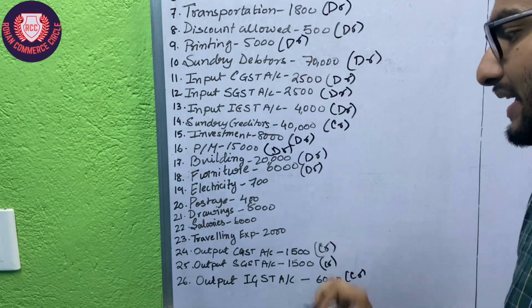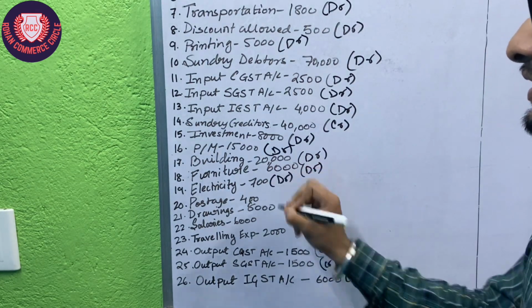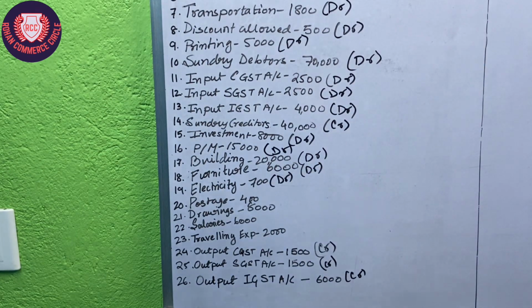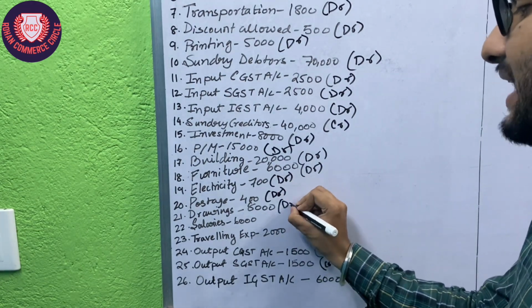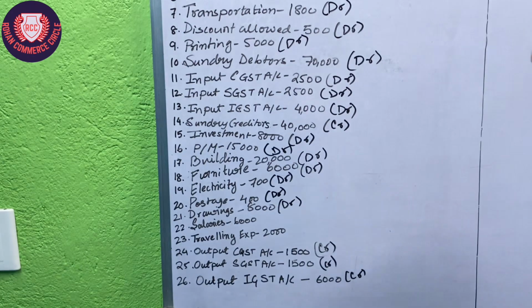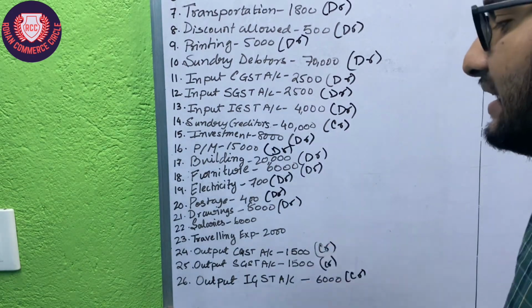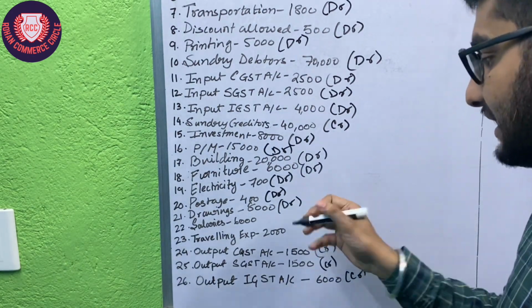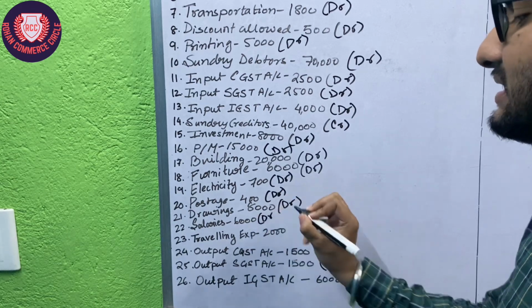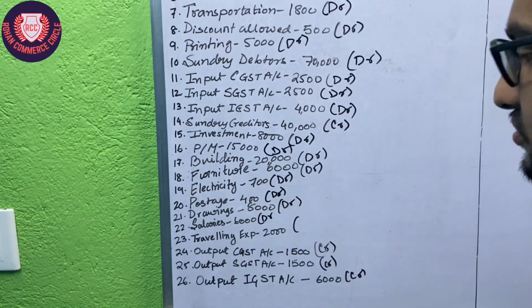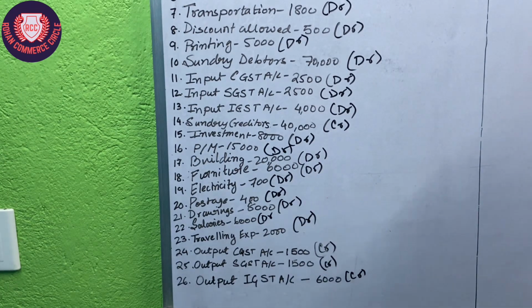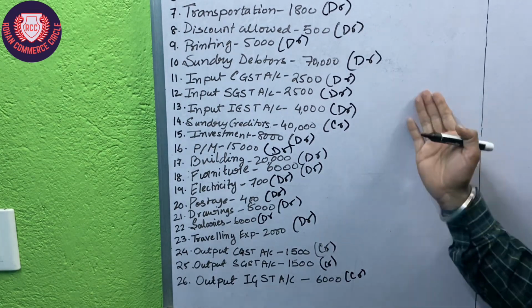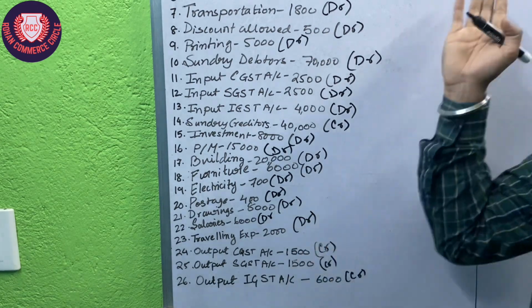Electricity, that is an expense, so we have debit balance. Postage, expense, we have debit balance. Drawings, we have debit balance, as we know that drawings and dividends have debit balances. Salaries, we are paying the salaries, that is an expense, so we have debit balance. And traveling expenses also have debit balance. Okay students, so I hope this part is clear to you, which have debit and credit balances.